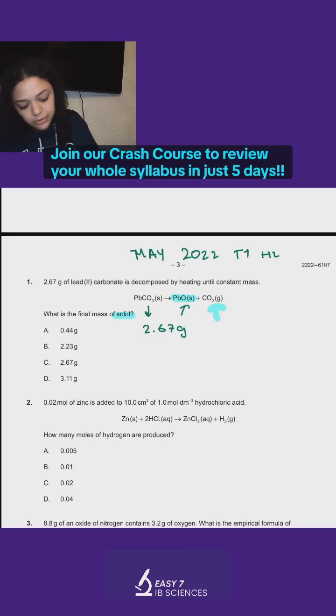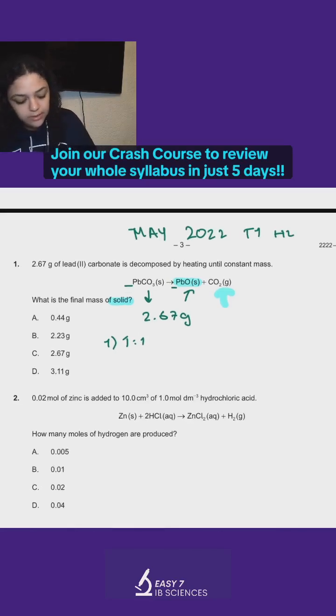And the first thing I'm going to need to do, step 1, is to find the molar ratio. How do I find the molar ratio? Just look at the coefficients. So it's telling me that this is 1 to 1. Okay, so I've identified that any mole of PbCO3 is going to be the same as lead oxide. So I need to find the moles of lead carbonate and equal it to the moles of lead oxide.